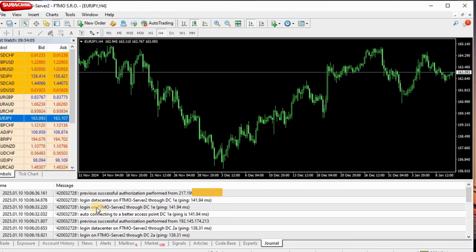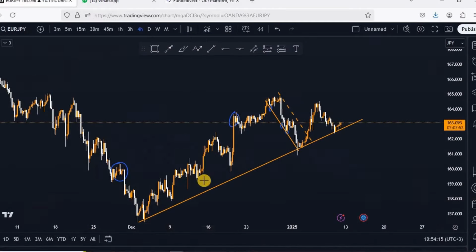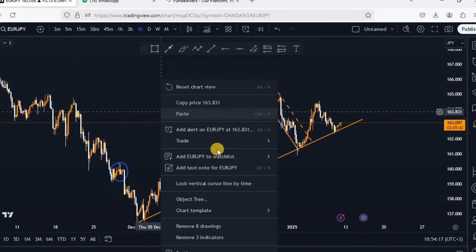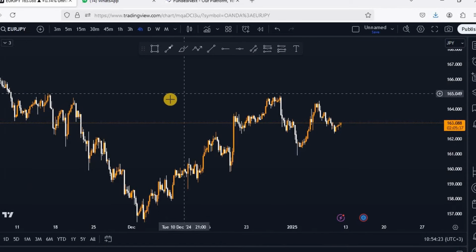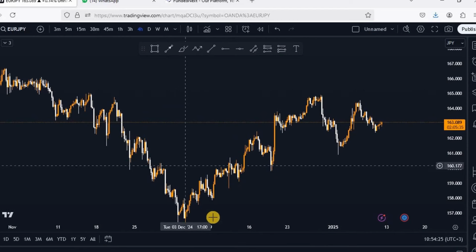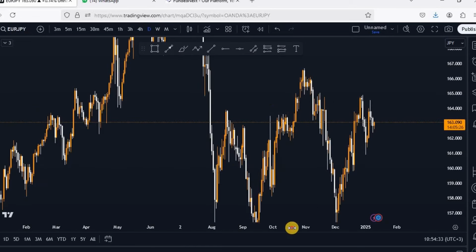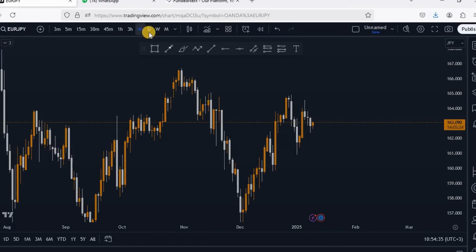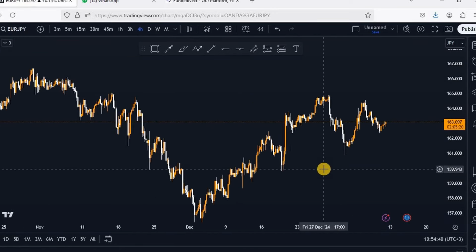All right, so let's analyze the chart and see how and why I took that trade. Let me delete this. Sorry. All right, so this is EURJPY. So I'm a swing trader. I analyze on the daily time frame and 4 hour, and then I take my trades on the 15-minute time frame.